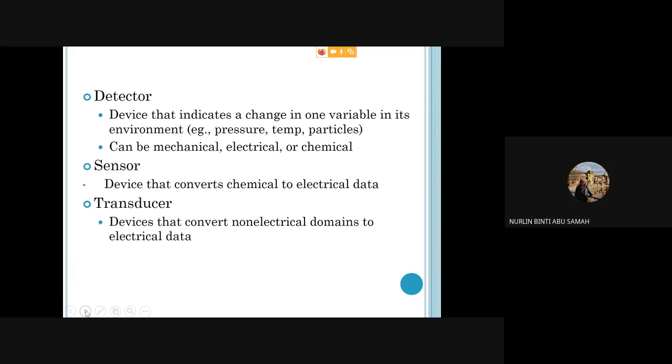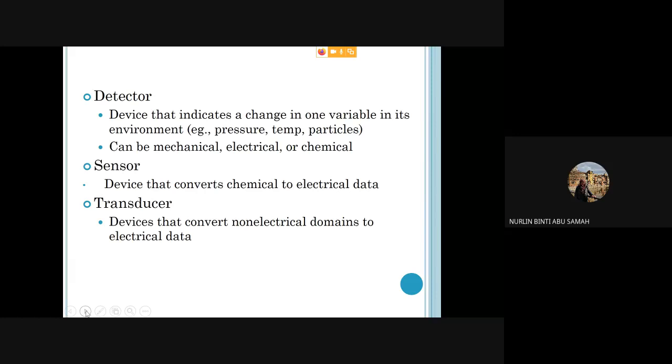For the detector, it can be a mechanical, electrical, or chemical detector. A sensor is a device that converts chemical to electrical data. From this definition, you can see that from the chemical, it is changed to electrical data. And basically, electrical data is the current that they try to measure.